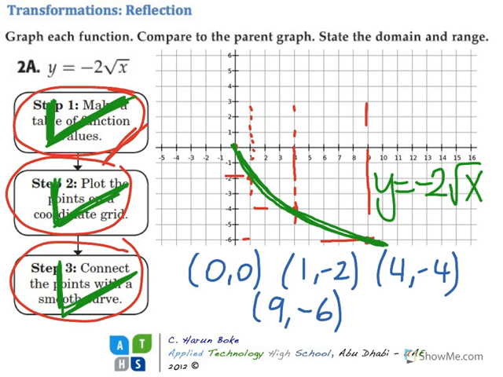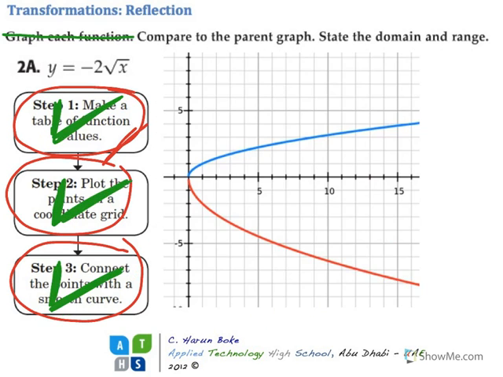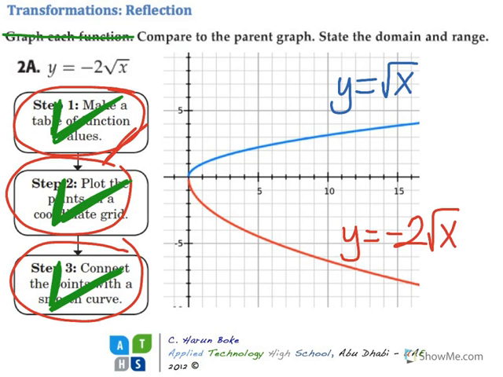To compare our graph to the parent graph, first of all, let's use a computer-generated graph. Now here, the graph with the blue color is the parent graph, y equals square root of x. And the graph with red color is our graph, which is y equals minus 2 square root of x. Now we are going to compare our graph to the parent graph.